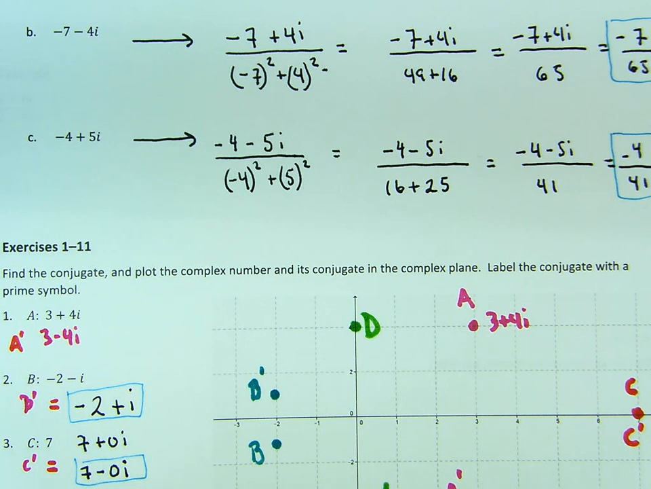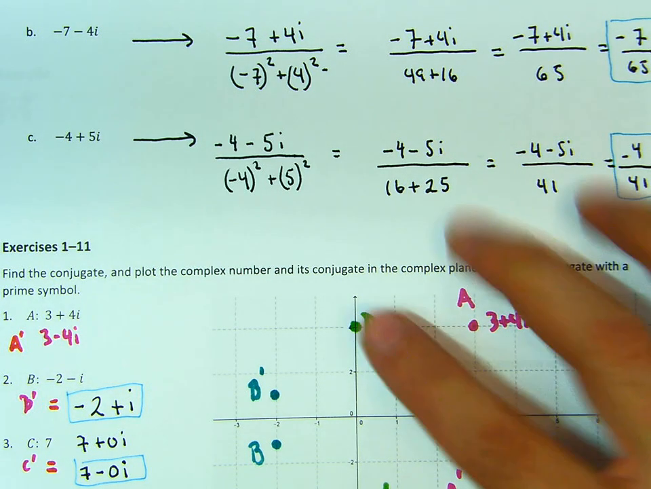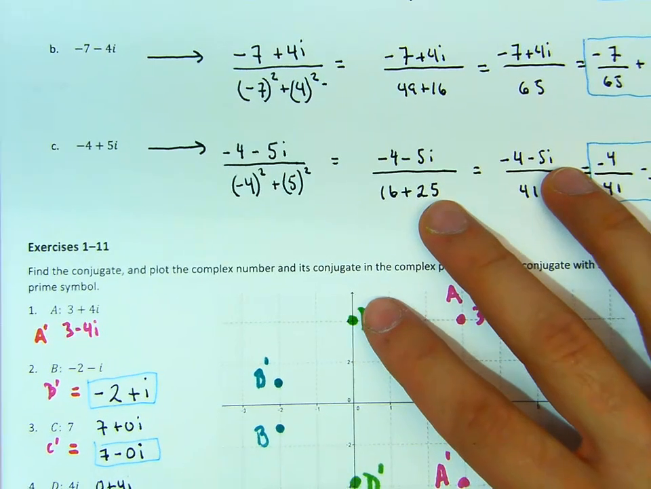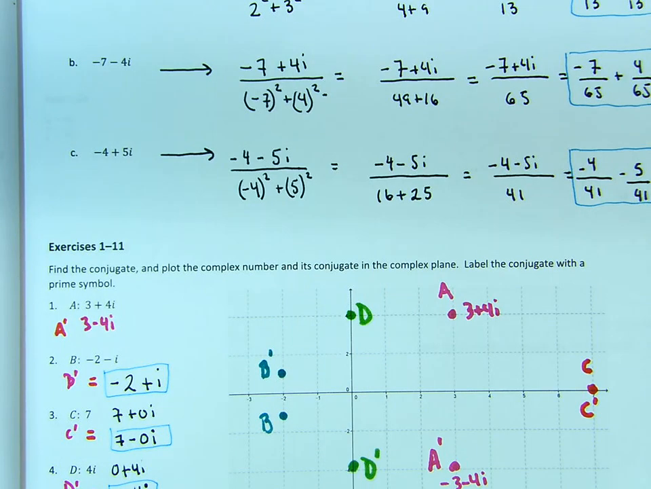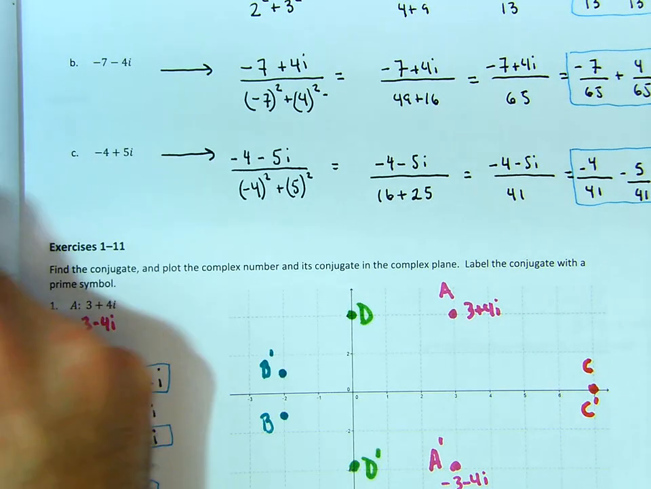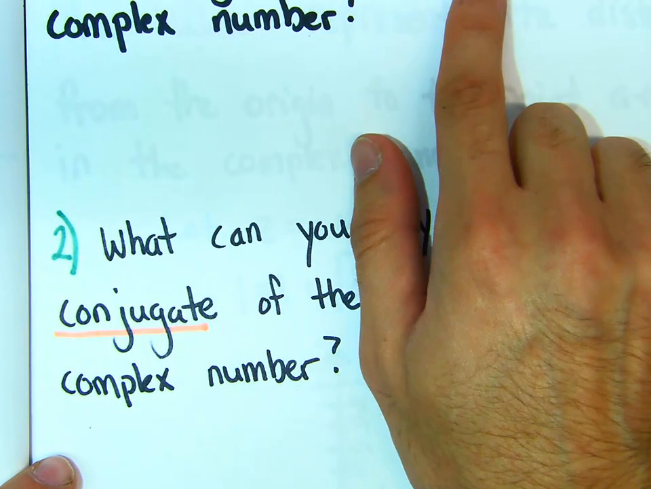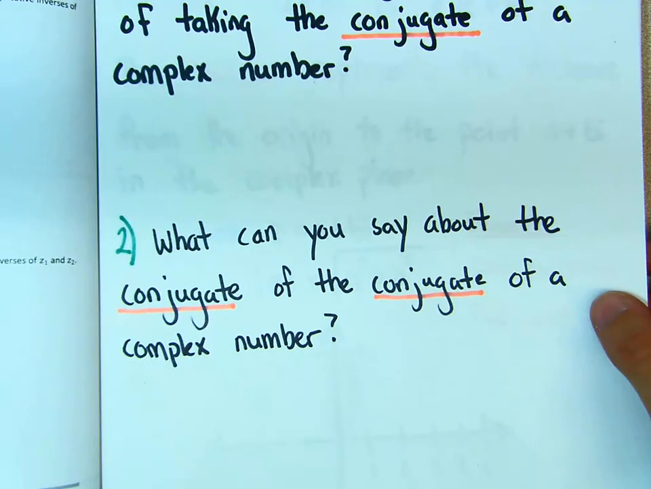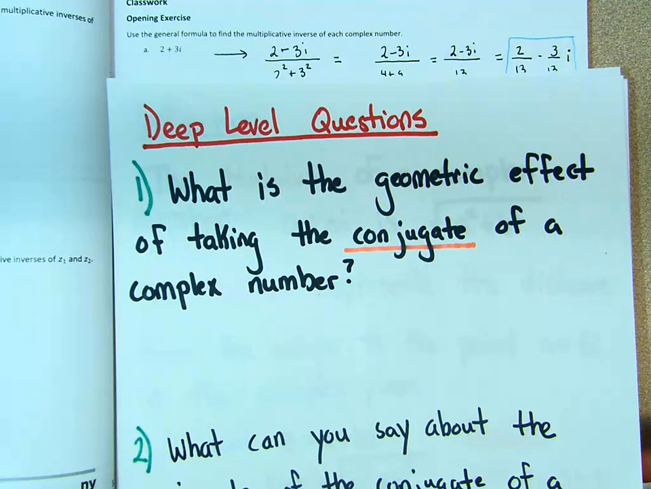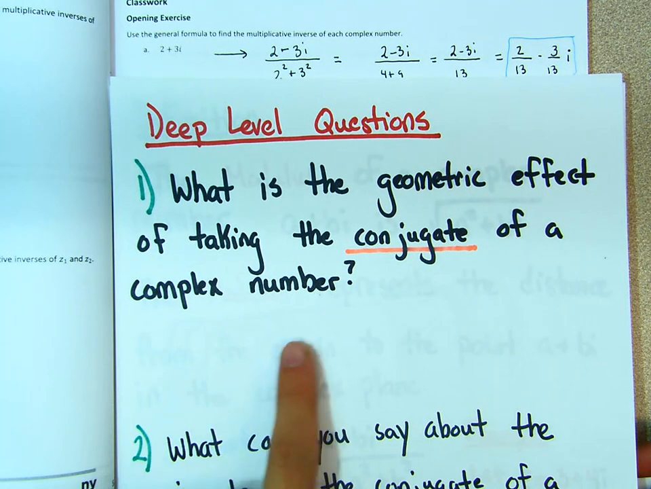0 plus 4i, 0 minus 4i. So this is 0 plus 4i, and then this would be 0 minus 4i. So the question we should ask ourselves is, what is the geometric effect of taking the conjugate of a complex number?